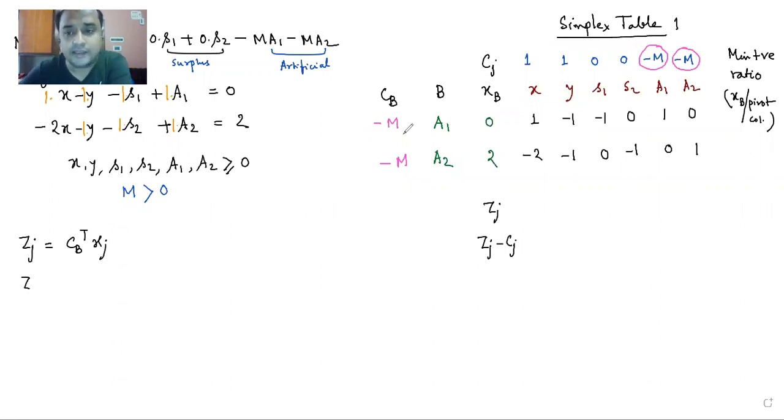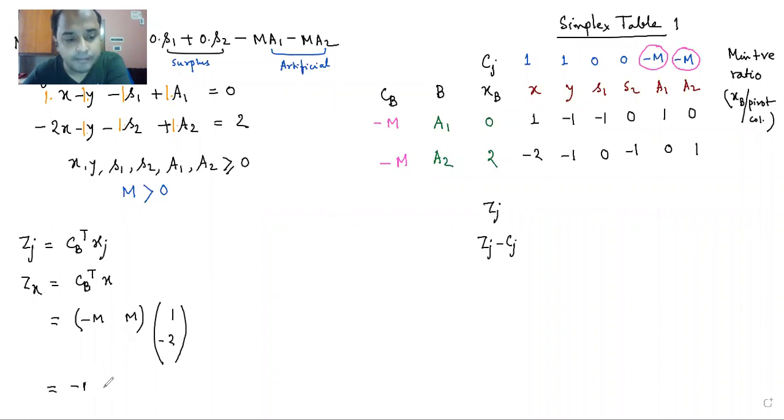If I'm going to calculate Z1, or Zx, for the X column, it would be CB transpose into X, meaning minus M, the column matrix will become a row matrix because the transpose is taken, multiplied by 1 and -2, which will be minus M minus twice M. Okay, in this manner, that is minus 3M. In this manner, we are going to calculate the other Zjs also.